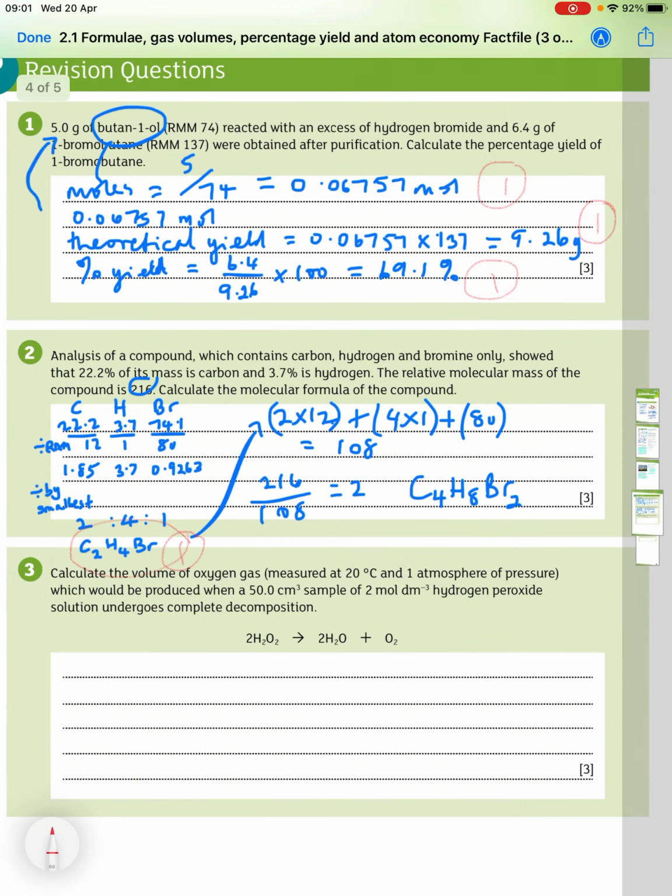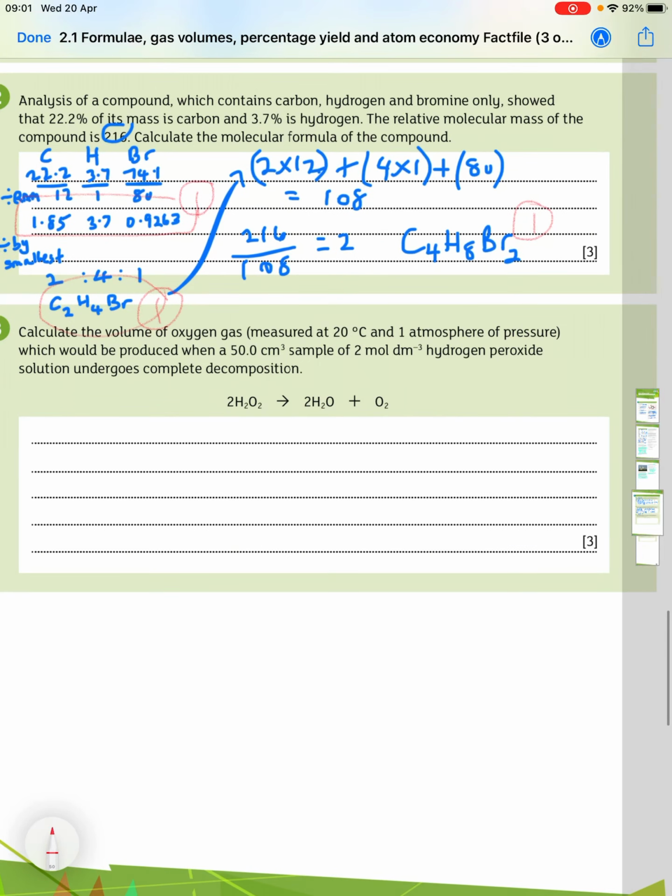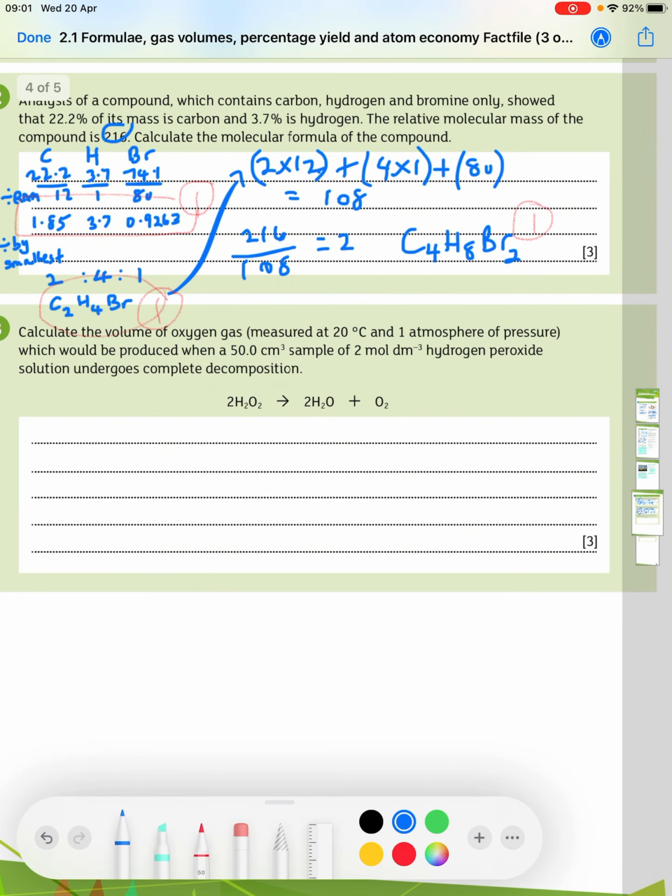And the marks here are assigned for 1 for the empirical formula and 1 for the molecular formula and 1 for getting all of the numbers of moles correct in your working out.